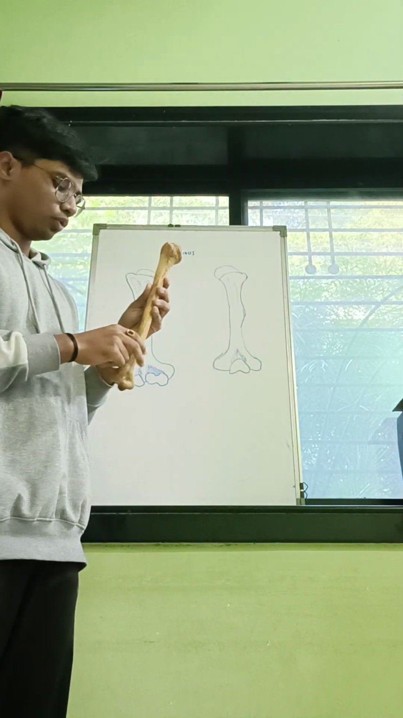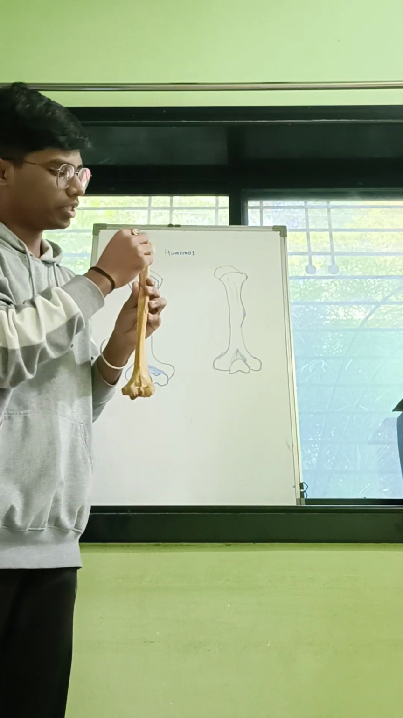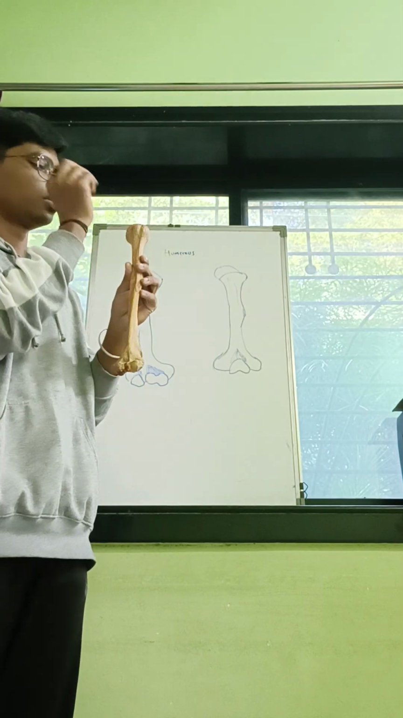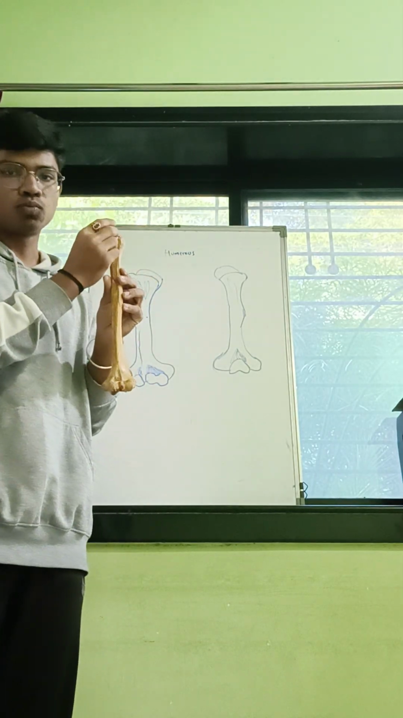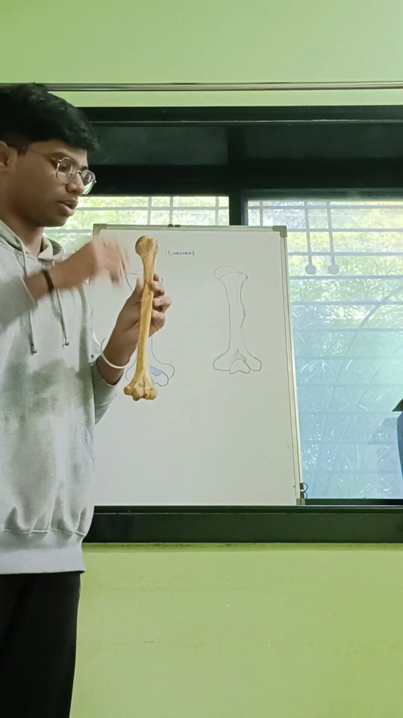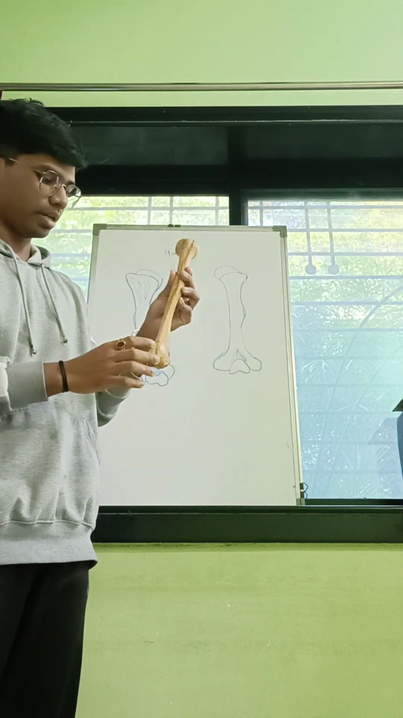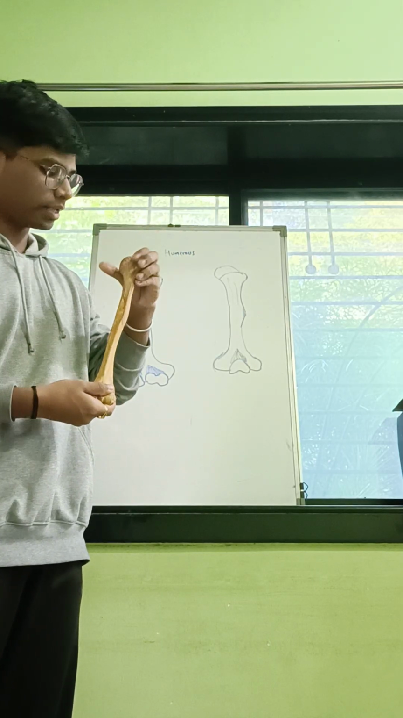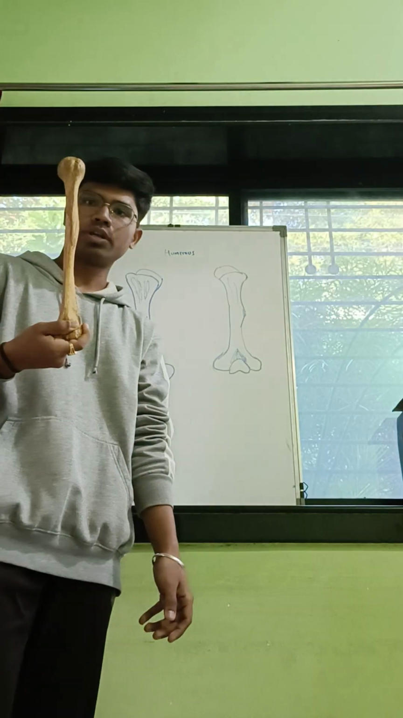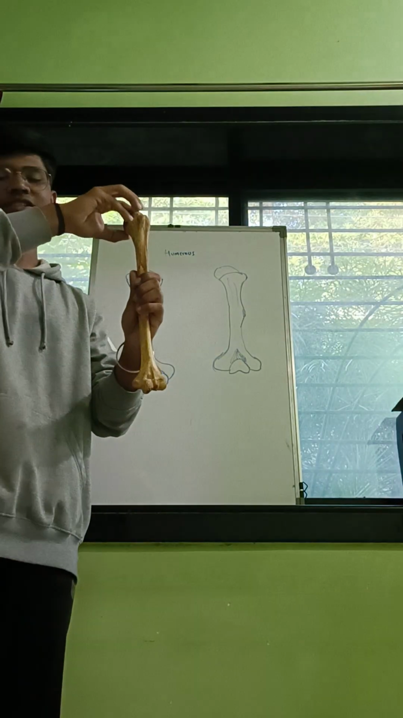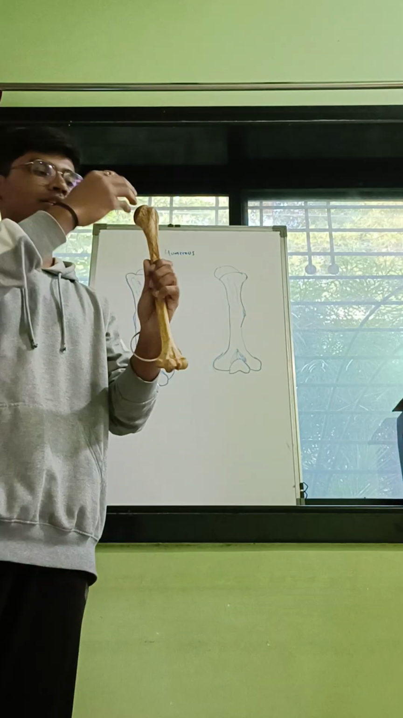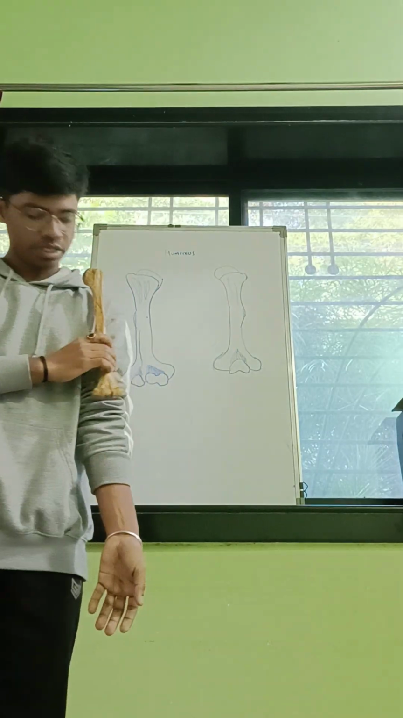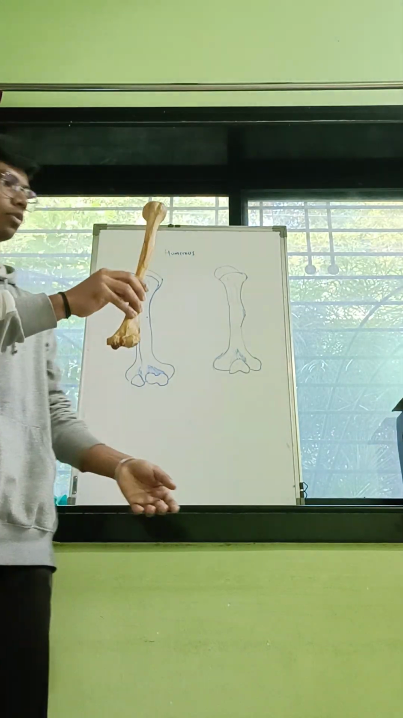If you want to check, this is called the lesser tubercle, and this is called the greater tubercle. Always remember, the lesser tubercle, which is small in size, should face anteriorly. So this should be anterior. My mistake, the head of the humerus should face medially, and the lesser tubercle should face anteriorly. So this should be the humerus of the left arm.